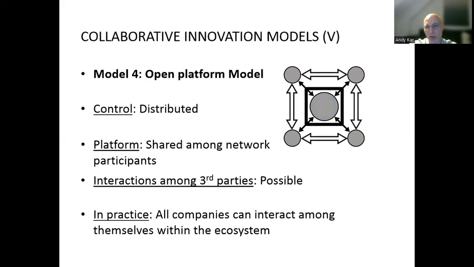Model 4, the open platform model. Now, since it is an open platform model, as you can understand from the terminology, the control is distributed. The platform is shared among network participants. So we have a platform which is shared between the participants of the network. Interaction among third parties is possible, not always the case again, but possible. And in practice, all companies can interact among themselves within the ecosystem that is generated through the platform that we use.